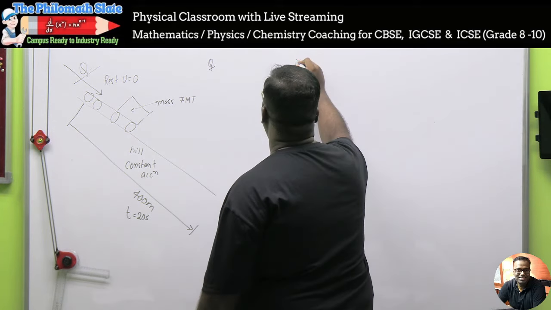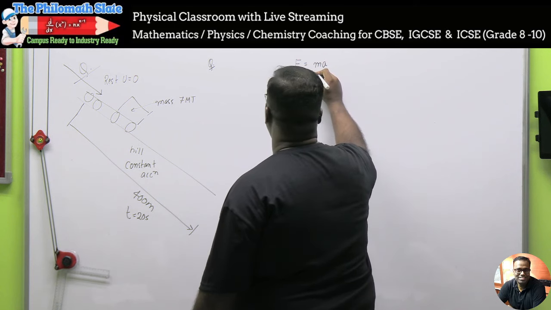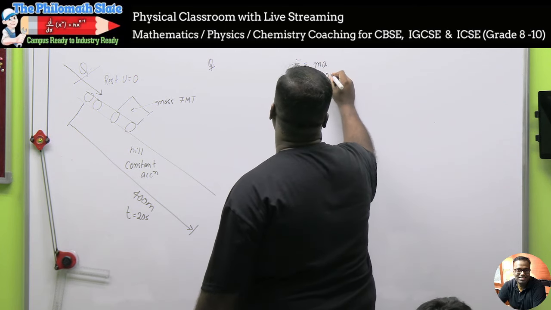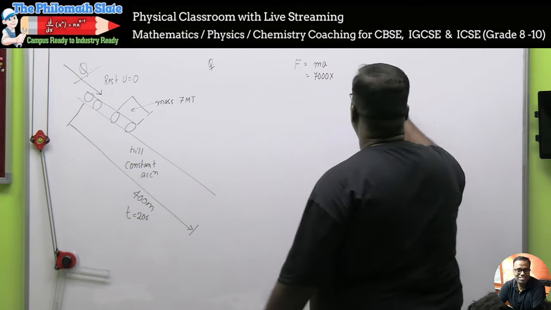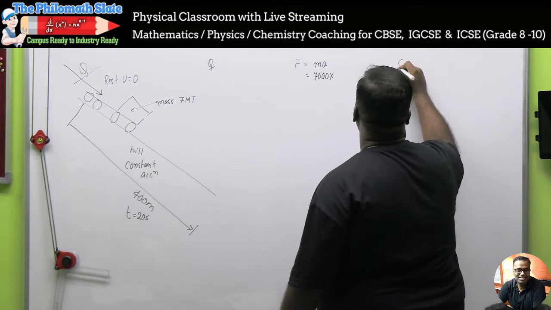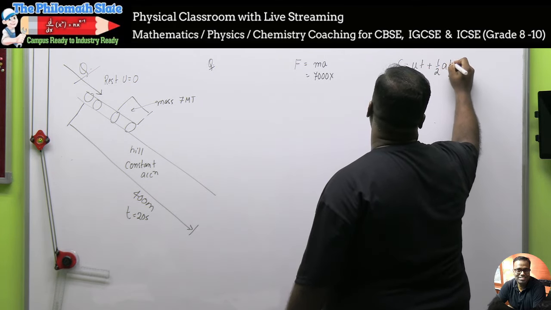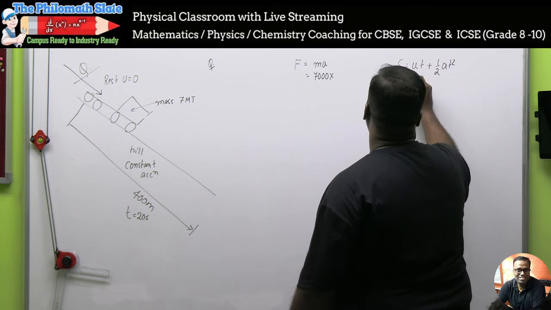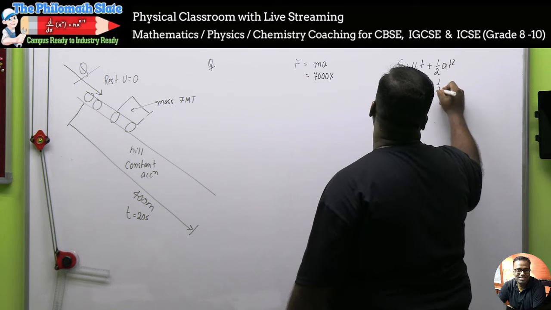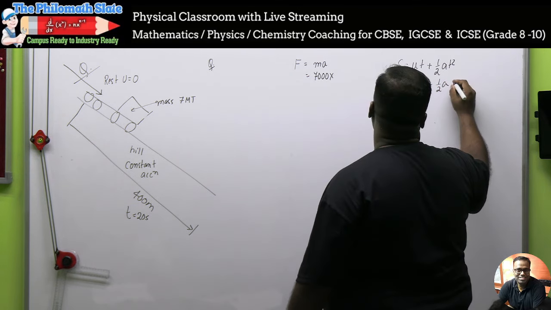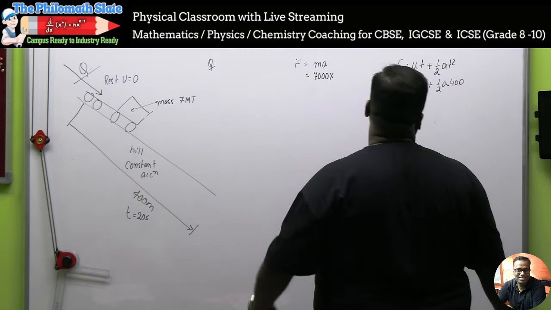चलो. Force should be equal to m into a. Do we know m? Yes. 7,000. Do we know a? No sir. We don't know a. So how to get a? So you use s equal to ut plus half at square. What is s? 400. What is ut? Starts from rest, so 0, plus half a. What is t square? 20 square, which is 400. अब कितना हो गया?